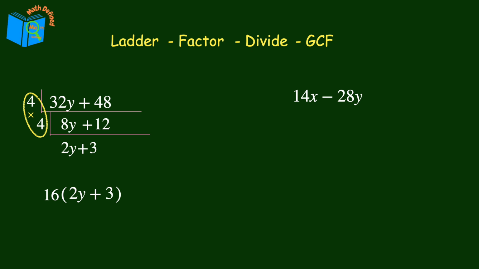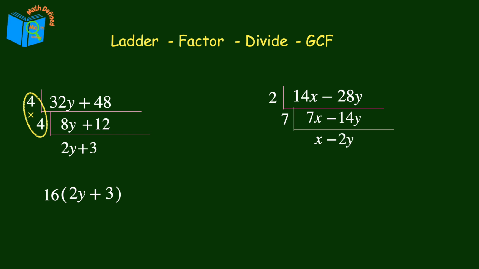Now let's simplify the expression 14x minus 28y. Since the two terms share a common factor, we need a ladder. Next, I'll choose a shared factor, and I know that 2 will divide evenly into both of these terms. Now I'll divide 14x by 2, resulting in 7x, and negative 28y divided by 2 is negative 14y. I see that these two terms share another factor, so we need to repeat the process again. This time, I see that they share a 7. And 7x divided by 7 is just x, and negative 14y divided by 7 is negative 2y.